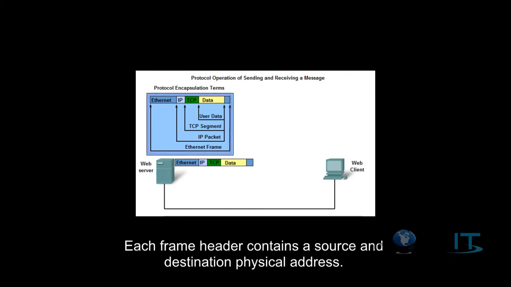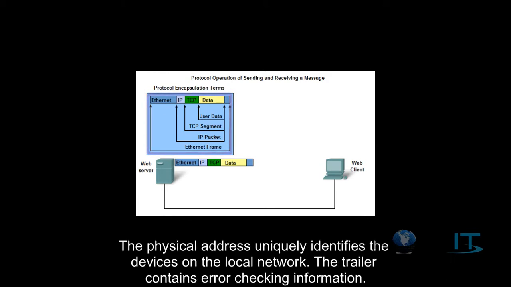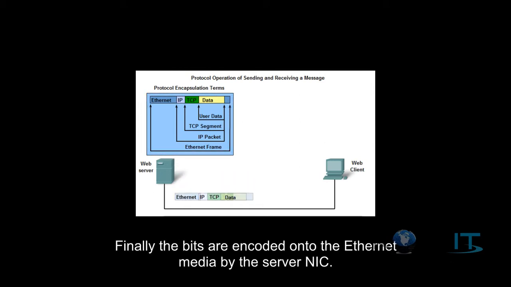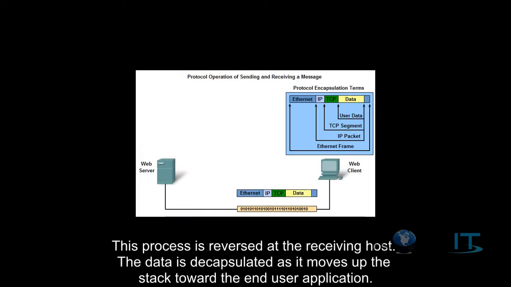Each frame header contains a source and destination physical address. The physical address uniquely identifies the device on the local network. The trailer contains error-checking information. Finally, the bits are encoded onto the Ethernet media by the server network interface card. This process is reversed at the receiving host. The data is decapsulated as it moves up the stack toward the end user application.